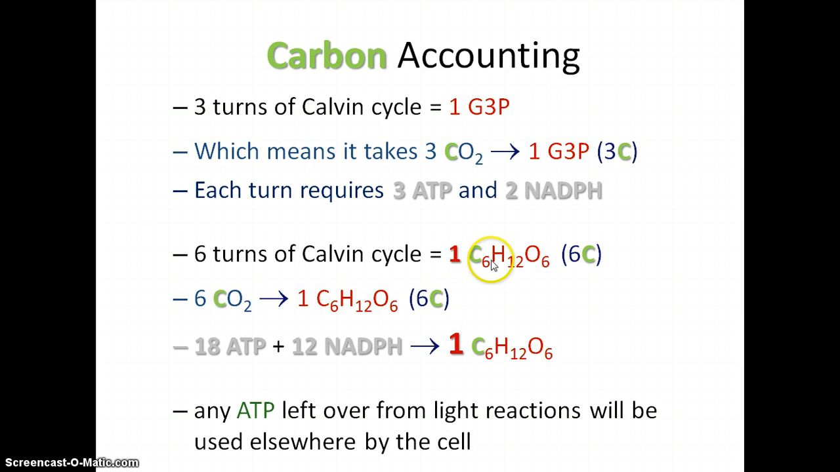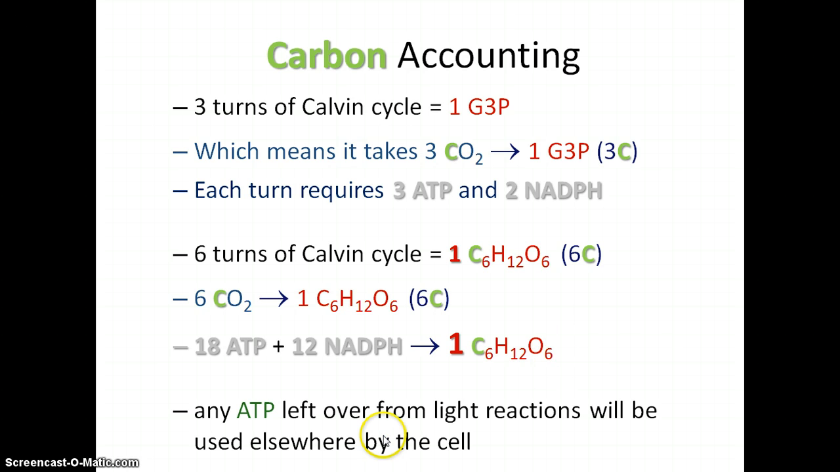So again, these carbons in our glucose molecule have to come from someplace, and they're going to come from 6 individual carbon dioxide molecules. Now if we do the math, if we're going through 6 turns of the Calvin cycle, that means we need 6 times 3, which is 18 ATPs, and 6 times 2, or 12 NADPHs, in order to make one glucose molecule. So you can see that is a lot of energy that's going in to that reduction set of reactions to produce something like a glucose molecule.